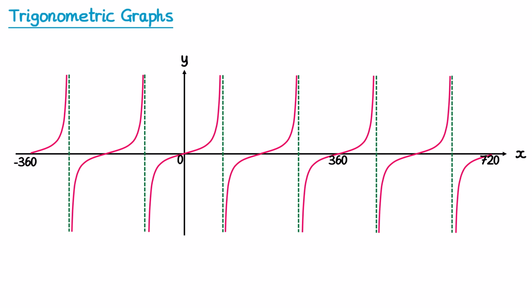So since the tan graph continues to repeat, it is also periodic, but its period is not 360. If we check the distance between these 2 points here, it's actually 180, and you could do that between any two corresponding points or even two asymptotes. So the period of the tan graph is not 360, but 180.